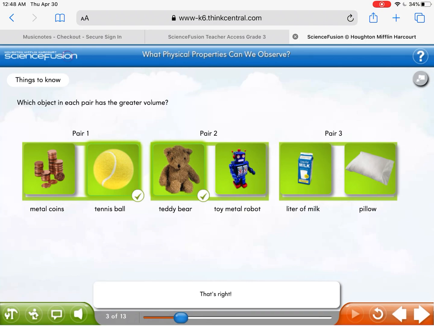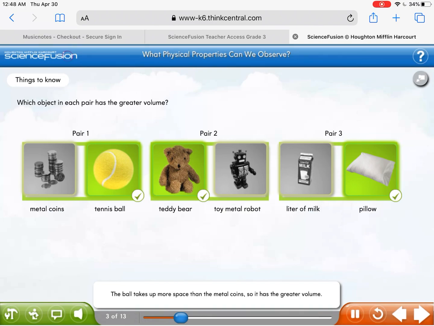Not mass, so it's not asking again which one's heavier, it's asking which one takes up more space. That's correct. The ball takes up more space than the metal coins, so it has the greater volume. The teddy bear takes up more space than the robot. The pillow takes up more space than the carton.